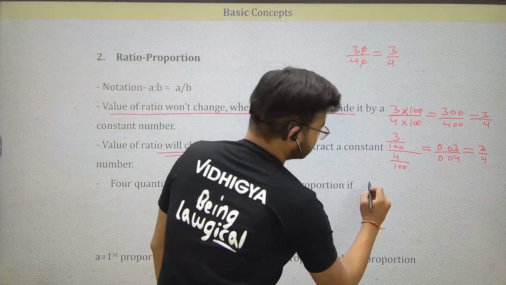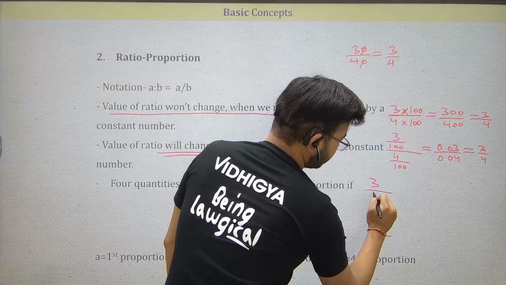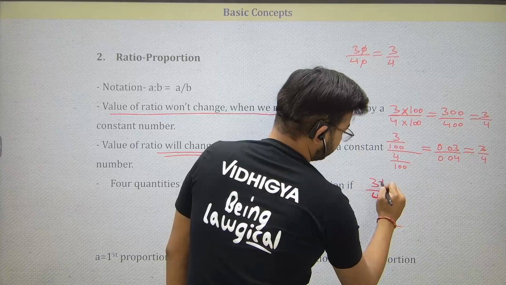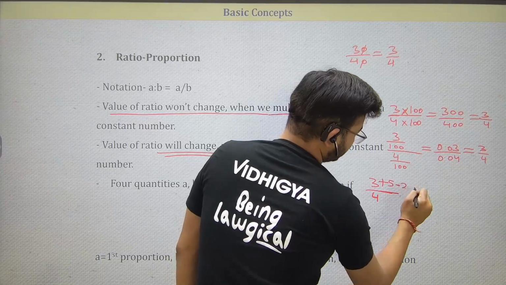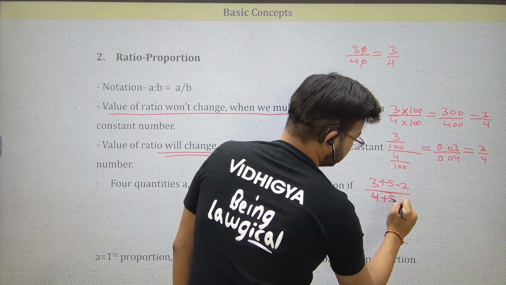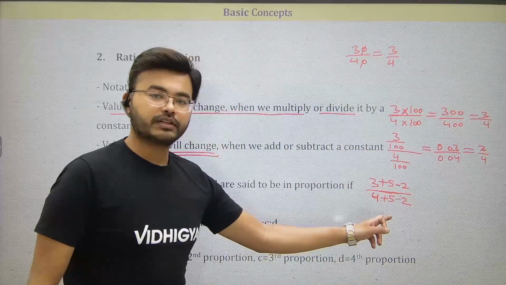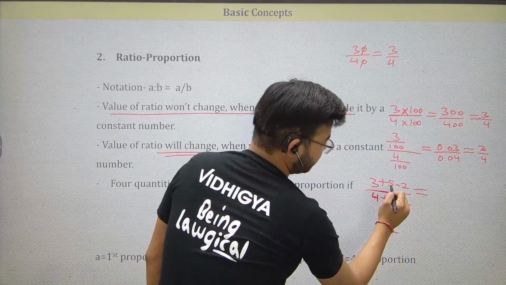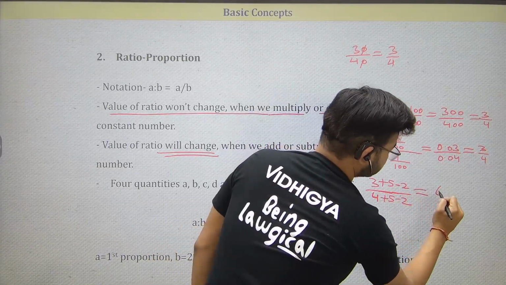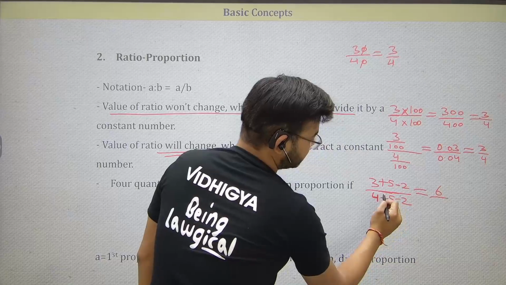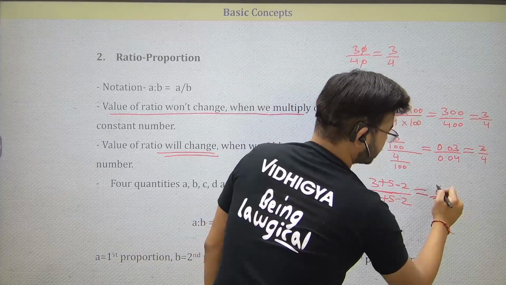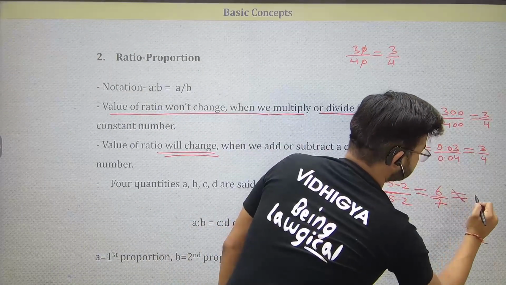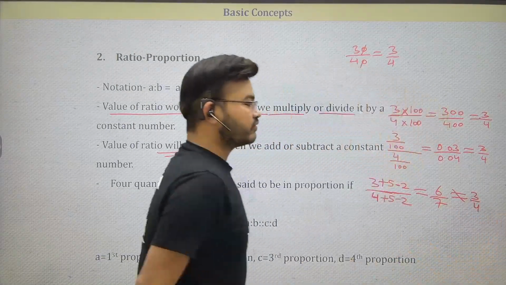Let's say again in our example, let's say it is 3/4. Now, if I am adding any number, let's say I add 5 to it and I subtract 2 from it. So I'll have to do the similar thing in the denominator. So I will add 5 into it and subtract 2 from it. So this will become 3 + 5 = 8. 8 - 2 = 6. This will become 9. 9 - 2 = 7. So our ratio becomes 6/7, which is not equal to our original ratio of 3/4.